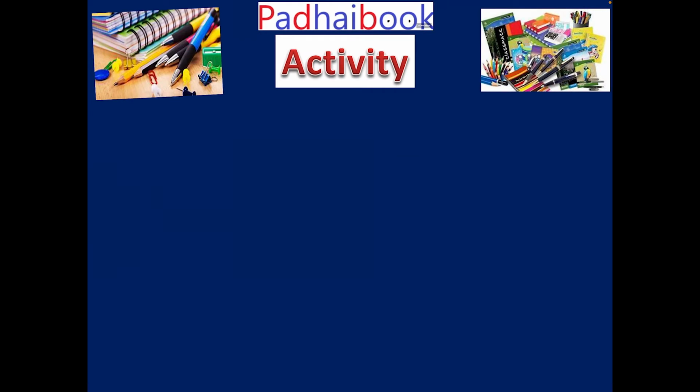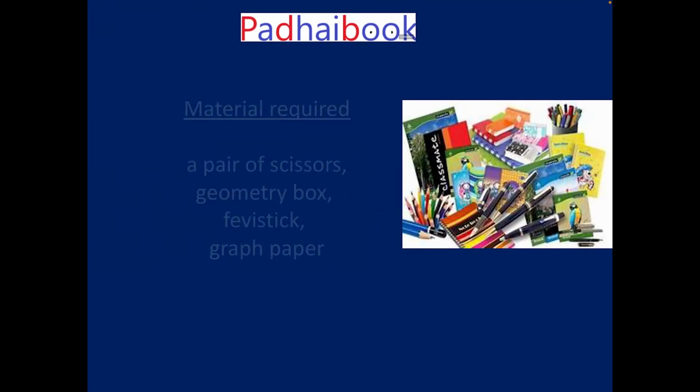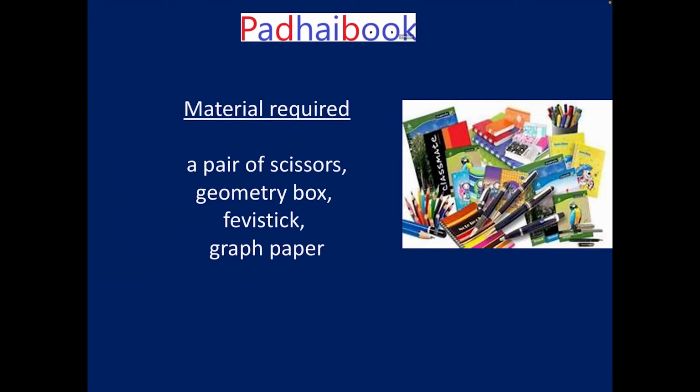So the aim of the activity is to find the condition for consistency or inconsistency for a given set of system of linear equation in two variable. So what is the material required? Material required is a pair of scissors, geometry boards, fevistick, and graph paper. We need graph paper for this activity.